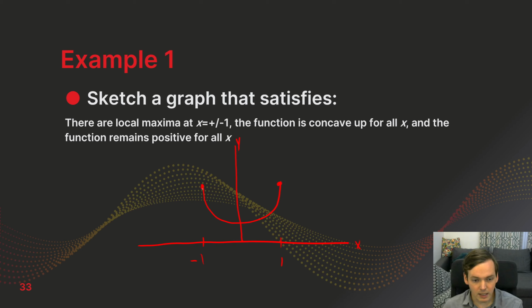Now, it doesn't say that it's differentiable everywhere, and it doesn't say that it is necessarily continuous everywhere. So this is concave up for all x, and what would we need to do then? We need to have something like that. So something like this, we've got our local maxima, we've got it concave up everywhere, and it remains positive for all x.